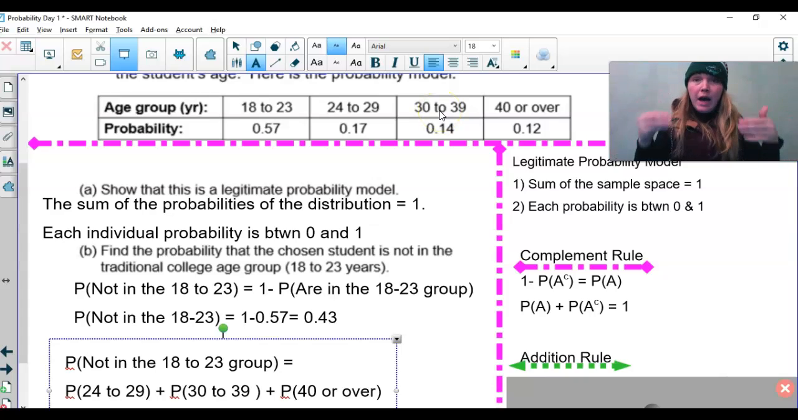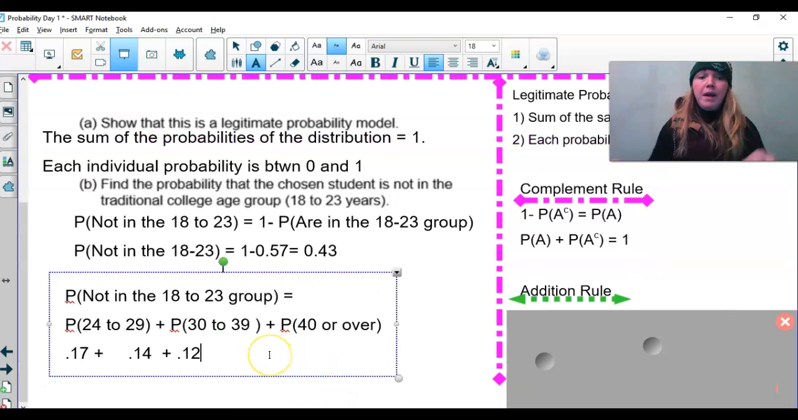So when things are not mutually exclusive, we just add up those probabilities, and we're going to get more in depth in the next video about that. But for now, what you need to know is, when we are saying the keyword "or", we're just going to add things up. So the probability we're not in the 18 to 23-year-old group means the probability we're in the 24 to 29-year-old group, or the 30 to 39 group, or the probability of 40 or over. Okay, and we add those up, and that should give us 0.43 as well. Oops, plus, I meant equals.